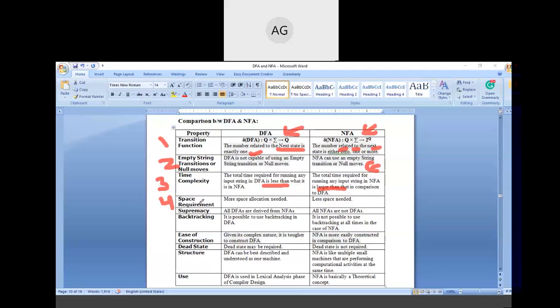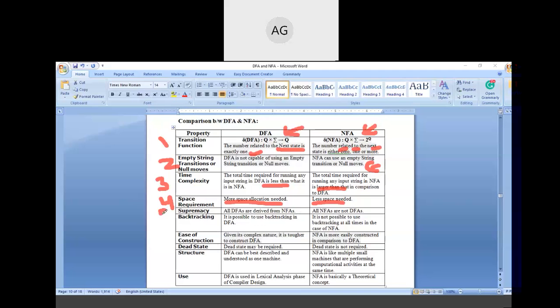Then the fourth comparison is space requirement, that is, more space allocation needed. In the case of DFA, more space is needed, whereas in the case of NFA, less space is needed. So as far as the space requirement is considered, DFA will have more space than the NFA.